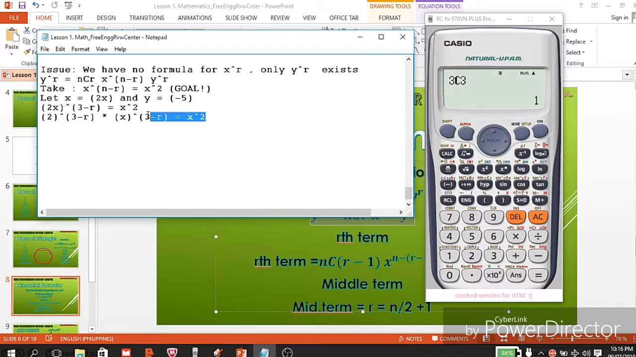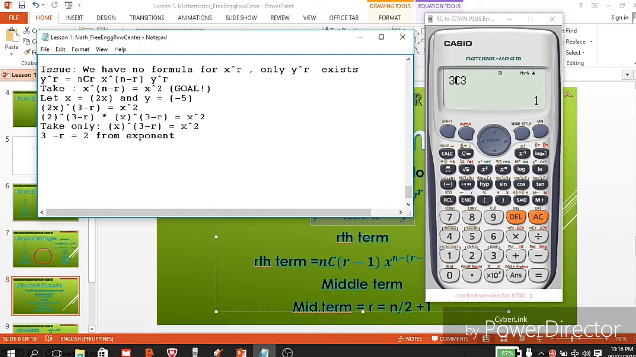Okay, so I'm just going to take this one. Copy that one. So I'm going to take only this one. So therefore, we get 3 minus r. That is equal to 2. Right?